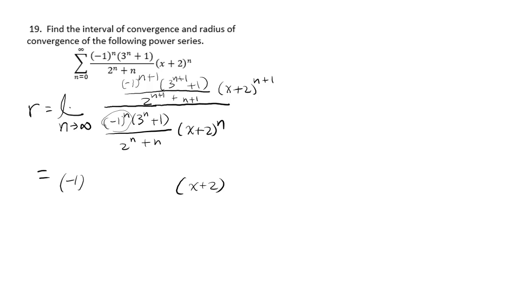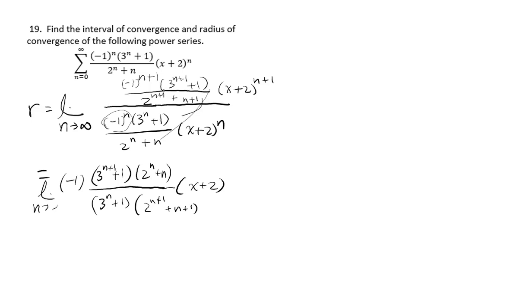And the remaining, this over this over this over that, you just multiply the inside and outside. The outside multiplies to the top, so you get 3 to the n plus 1 times 2 to the n plus n over 3 to the n plus 1 times 2 to the n plus 1, and then plus n plus 1. Okay, we still need the limit n going to infinity. At this point, it's really hard to figure out which is going to which, but these two are comparable and these two are comparable, right?